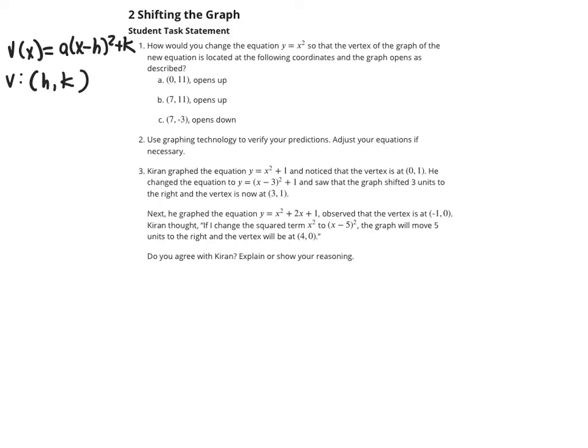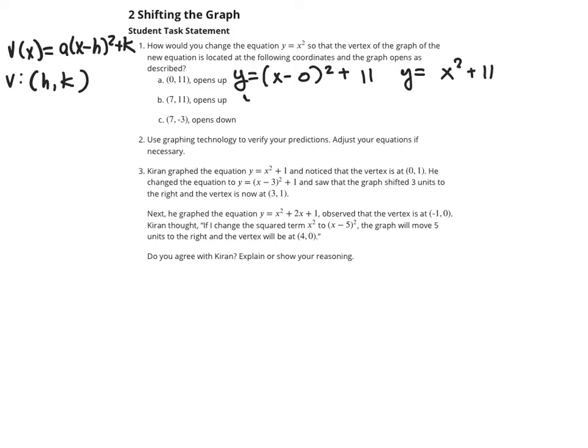So if we would change the equation for this first one, I'm going to get x minus h squared plus k, and the a term is positive. So that right there, I'd simplify it though. I don't need the parentheses with a plus 0.